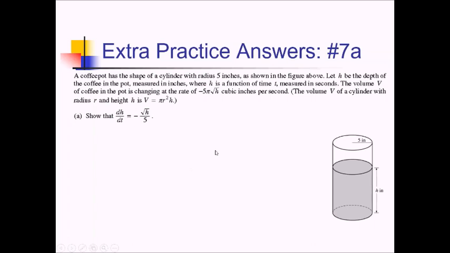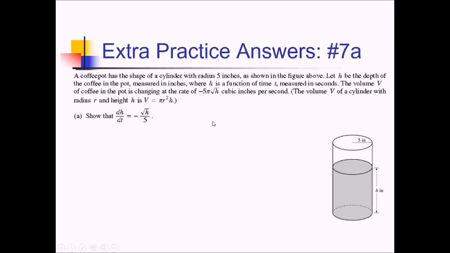For this free response problem, we have a coffee pot in the shape of a cylinder with a radius of 5 inches, which is shown here. H is the depth of the coffee in the pot, measured in inches, and it's a function of time in seconds. Volume is changing at the rate of negative 5 pi radical h cubic inches per second. Don't ask how they know that. And they even give us the volume formula for a cylinder, pi r squared h, going back to our formula sheet days. So for our first task on this problem, we just have to show that dH over dt has a value of negative radical h over 5.